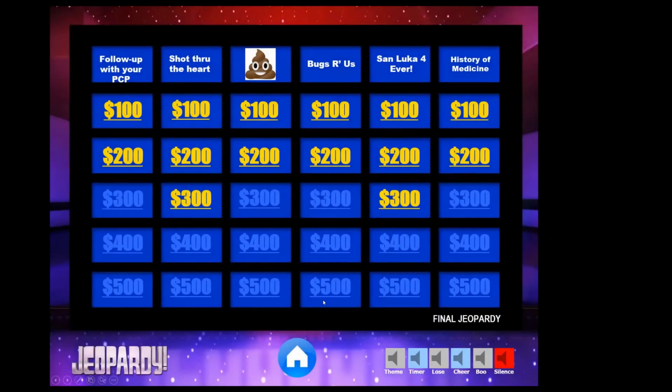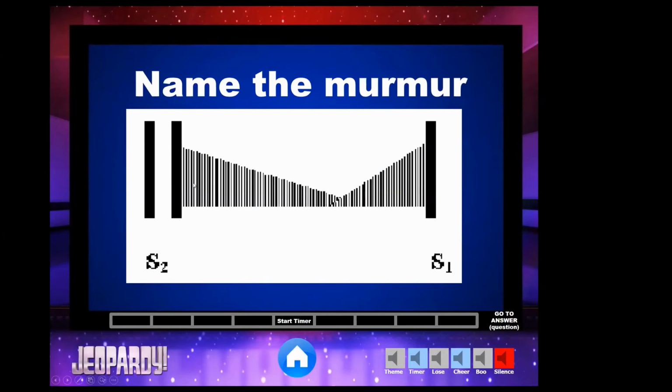So team 2. We'll go with a shot through the heart, 300. Shot through the heart for 300. Very simple. Just name the murmur, or name the condition in which you'll see this murmur.